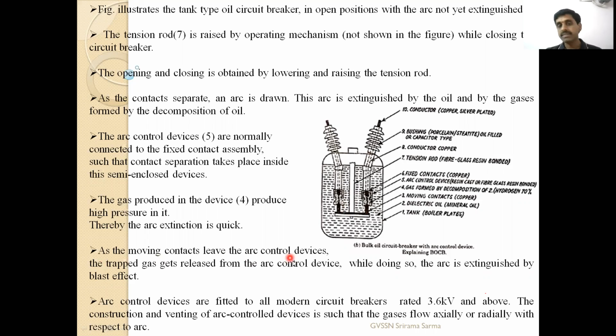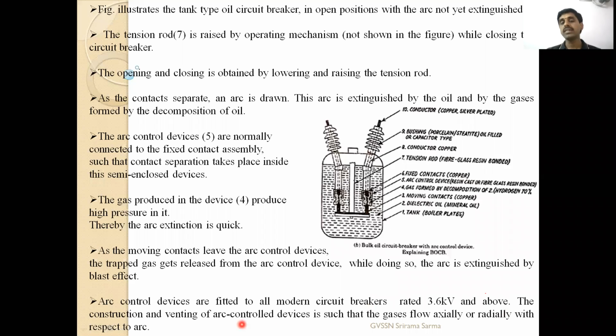As the moving contacts leave the arc control devices, normally they are in closed position. As they are moving like this, then what happens? The trapped gases, whatever the trapped gases, get released from the arc control device. By doing so, the arc is extinguished by blast effect. So arc control devices are fitted to all modern circuit breakers rated at 3.6 kV and above.